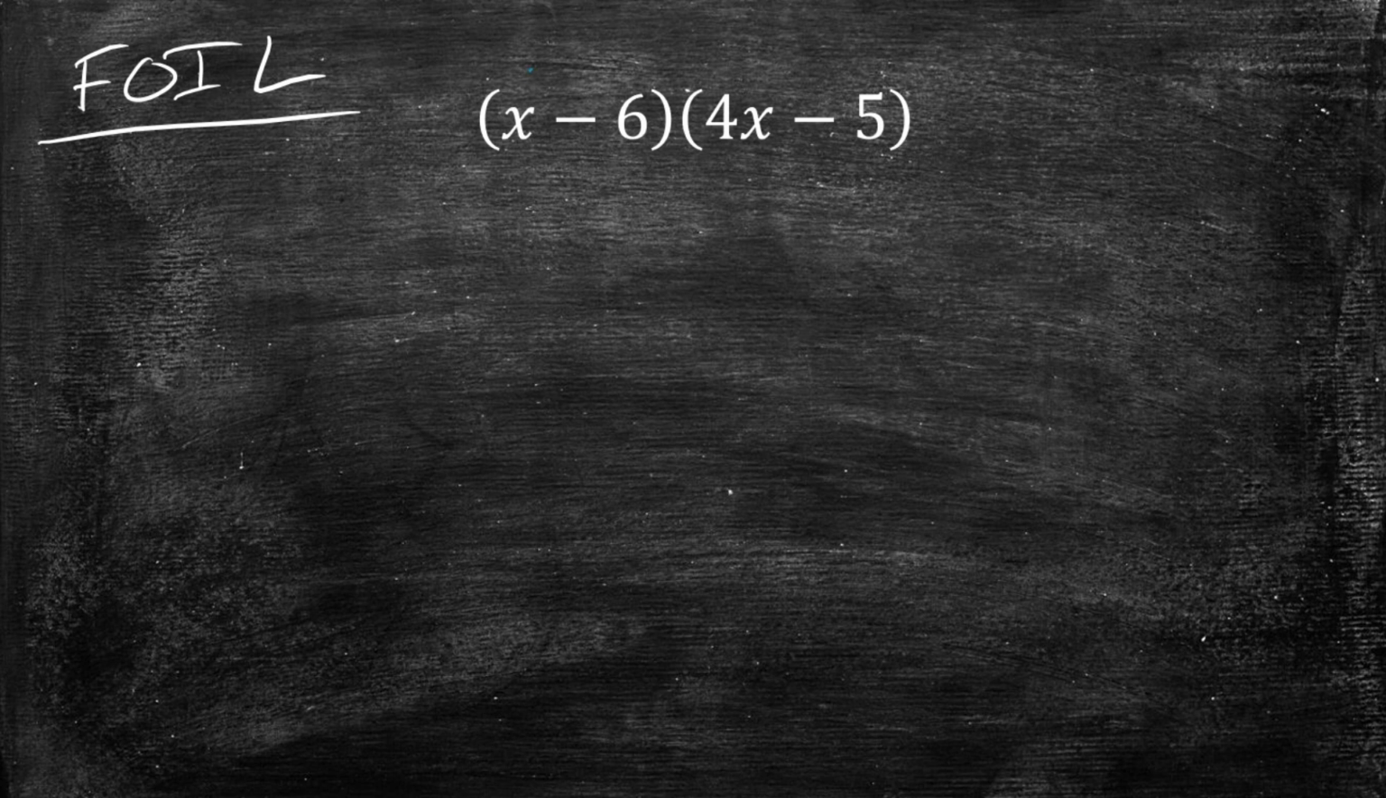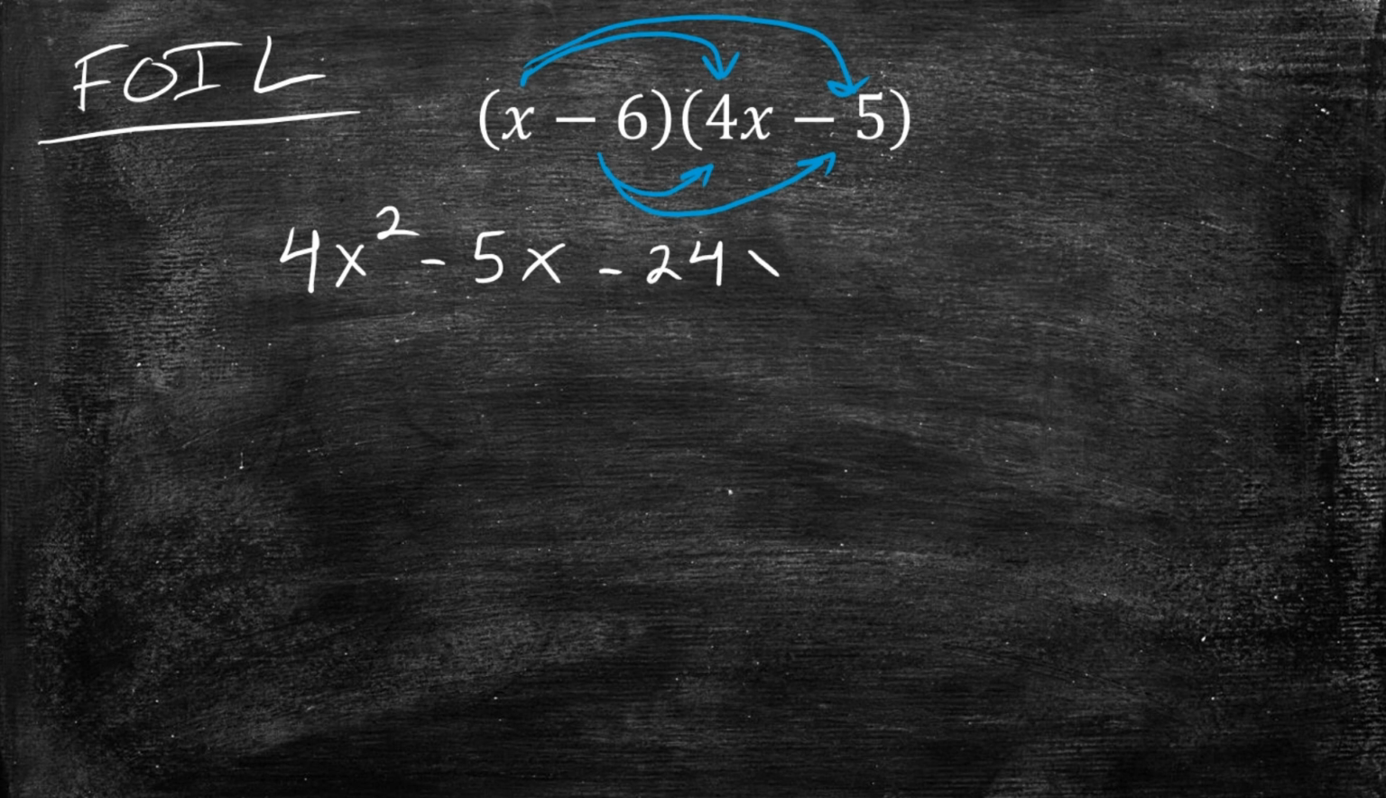We're going to take the x here in the first binomial and multiply it to both of the numbers inside. So when we do that, we'll get x times 4x is 4x squared. And then x times negative 5 is negative 5x. So we took that x and we multiplied it to all the numbers inside there. Now, we take the negative 6 and multiply it to both of the numbers inside. And what we get is negative 6 times 4x is negative 24x. Negative 6 times negative 5 is positive 30.